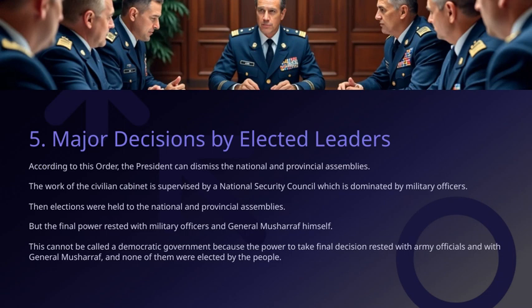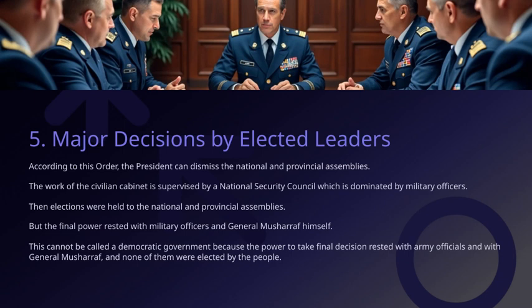Even though elections were held for the national and provincial assemblies, which might seem like a step towards democracy, the real power was still with the military. Ultimately, it rested with the military officers and especially with General Musharraf himself. This means that, despite the formal structures of government, the final decision-making authority was in the hands of those who were not elected by the people.